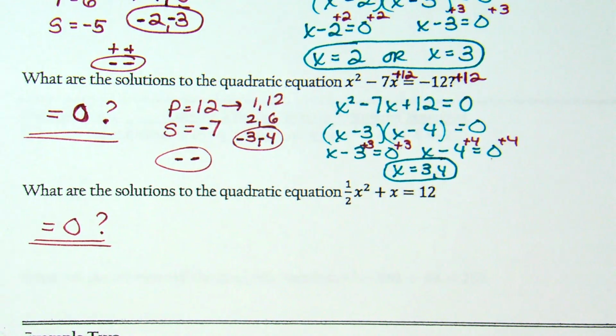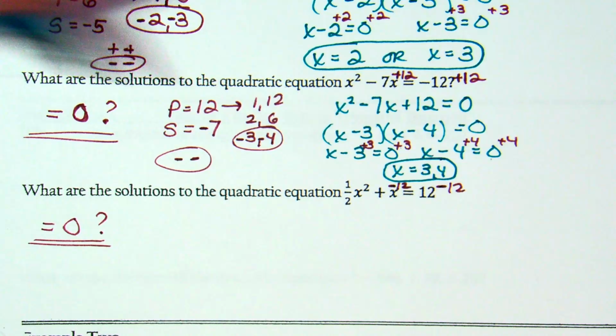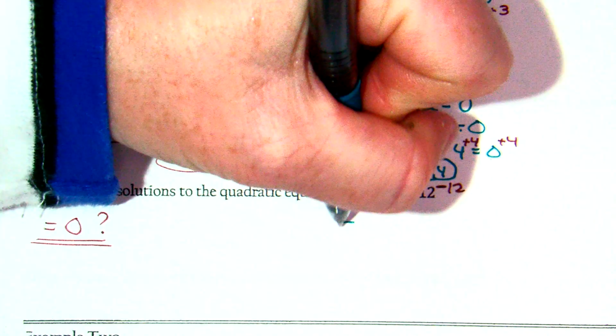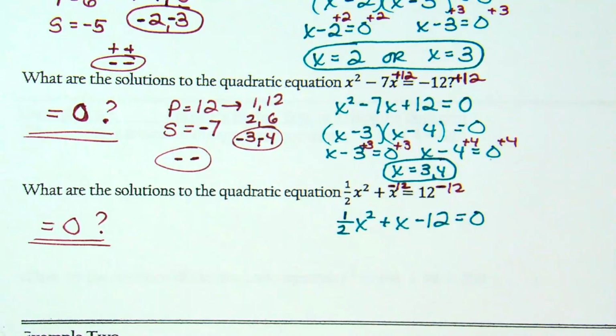Okay, so to make this equal 0, I need to move that 12. It's a positive 12. So to get that 12 to become 0, I need to subtract 12. We subtract 12 on one side, subtract it on the other side. 1/2 x squared plus x minus 12 equals 0. Okay, it's equal 0 now.